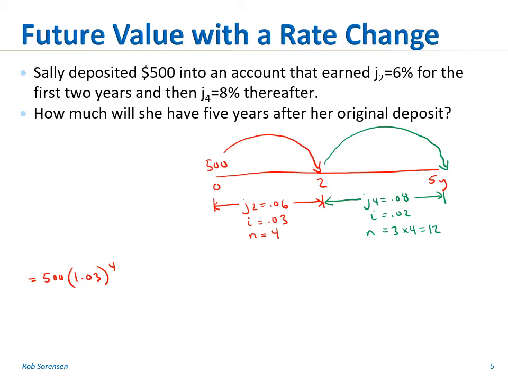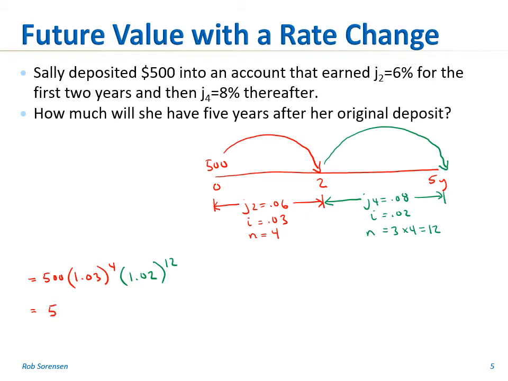And then whatever that is, I'm going to keep going at my new rate for another 12 periods. You can do that all in one step in your calculator. A lot of people might like to break it down though and enter it sort of piece by piece.